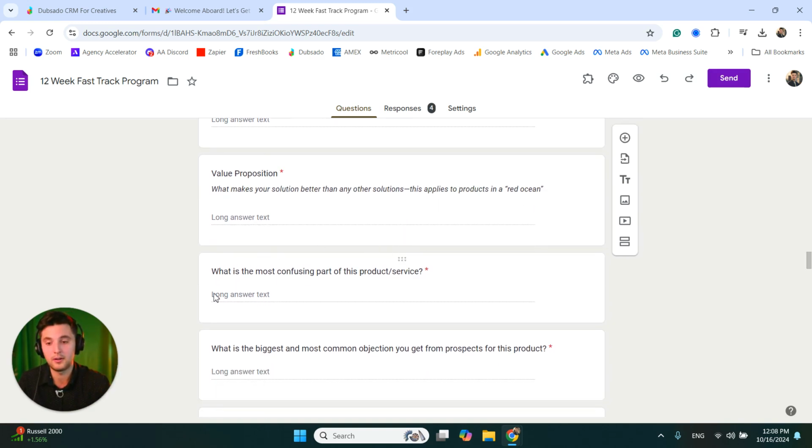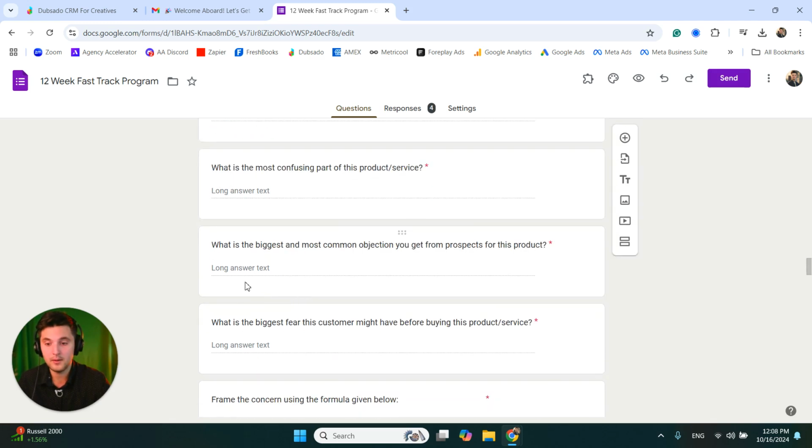Now, the next part is going to be, what is the most confusing part of this product or service, right? What's the most confusing part about this ball? Now, it's a pretty simple part, but let's say if you were a pool installer, right? So what's the most confusing part of installing a pool? Well, the whole process is kind of confusing, so maybe it's the installation process, so you would put that in there.